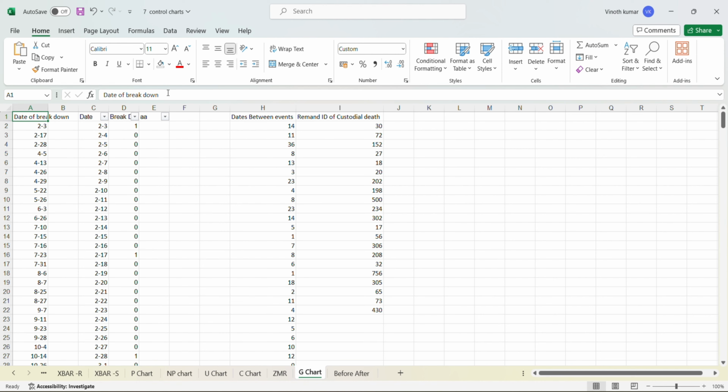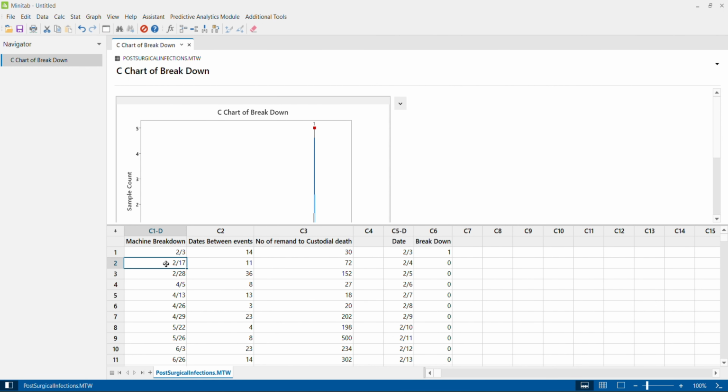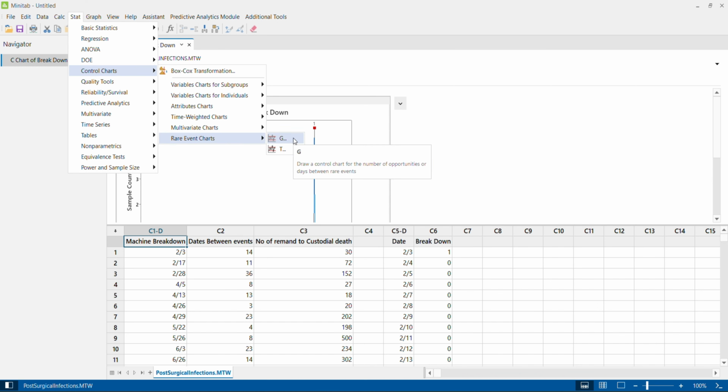So now this data is copy pasted to my Minitab. Here I have machine breakdown date. Now, instead of plotting a C chart, I'm going to plot a G chart. So I click on Stats, Control Charts, Rare Event Charts, and here I select G chart.